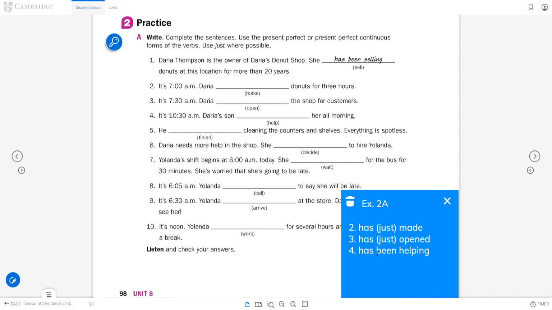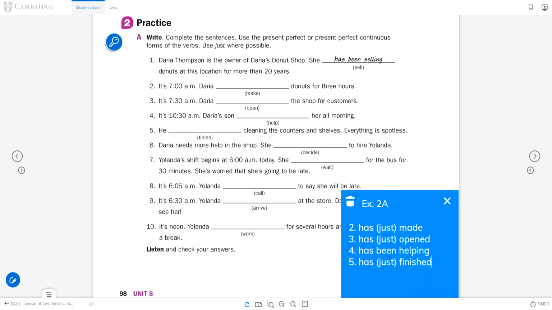Let's go to number 5, and then we do correction after. There's no problem. Okay? Go. Let's go here. He cleaning the counters and shelves. Everything is spotless. It gives me the idea that he recently finished. So present perfect. He has, and then I'm gonna put just. He has just finished because it's a regular verb. He has just finished cleaning the counters and shelves. Everything is spotless. Okay, good.